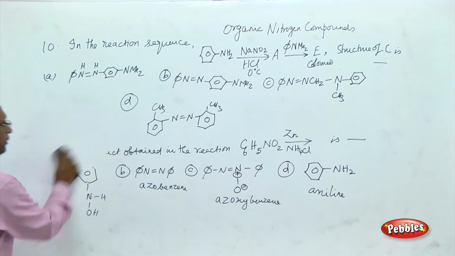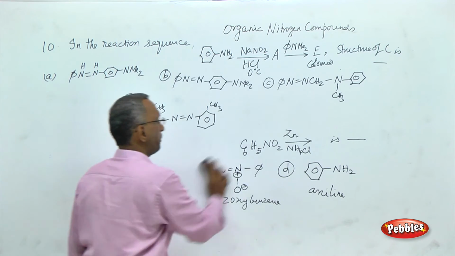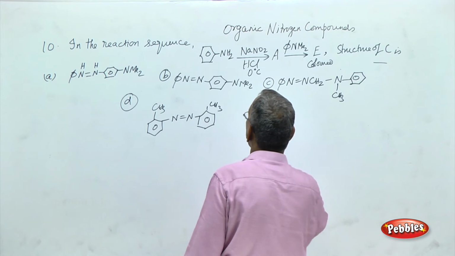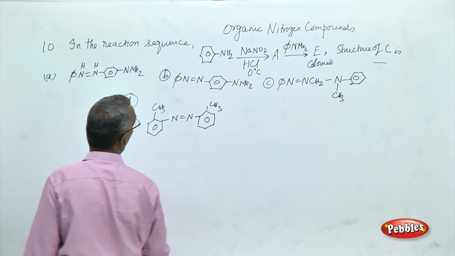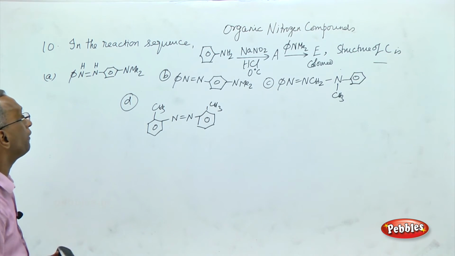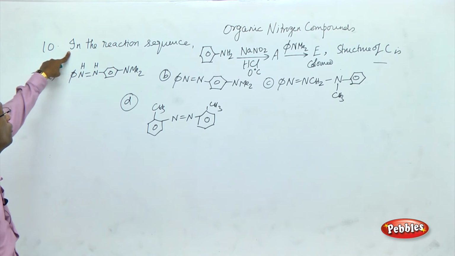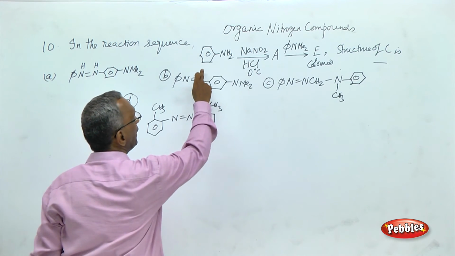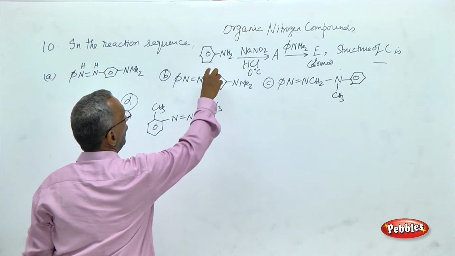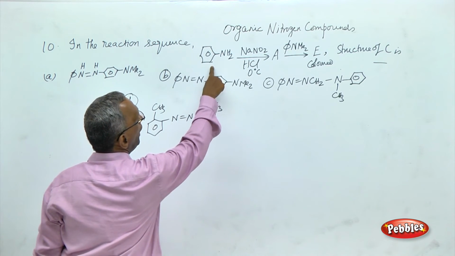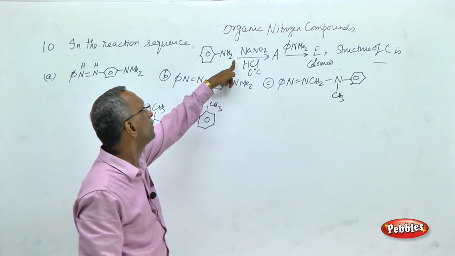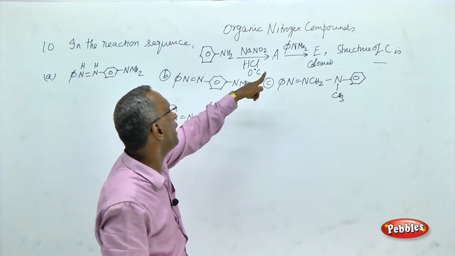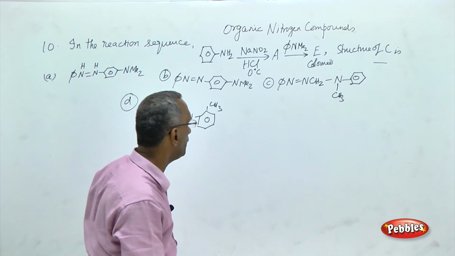Now the question number 10, our last question in this chapter. Here it is given a reaction sequence. So far only one type of reaction was given. Here a reaction sequence is given. So the question reads in this fashion. In the reaction sequence, meaning a series of reactions, aminobenzene is treated with sodium nitrite and HCl at 0 degree centigrade. It forms initially a product called A.